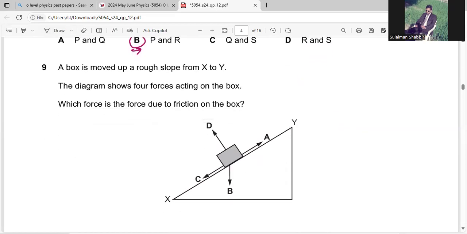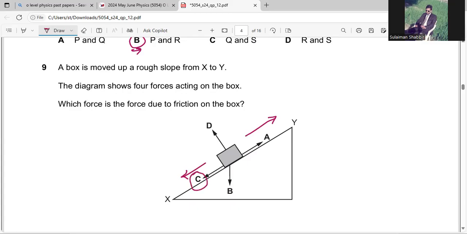A box is moved up a rough slope from X to Y. The diagram shows four forces acting on the box. Which force is the force due to friction on the box? Friction on the box will be along the surface. If the box is moving from X to Y, in this direction, then the resistive force will definitely be in the backward direction. So C is the right option for this.